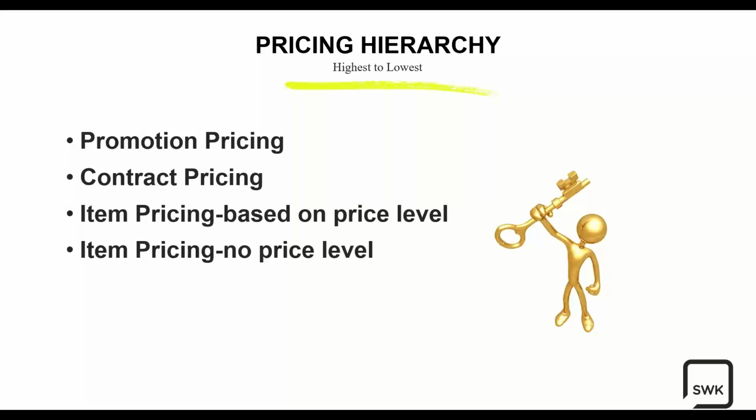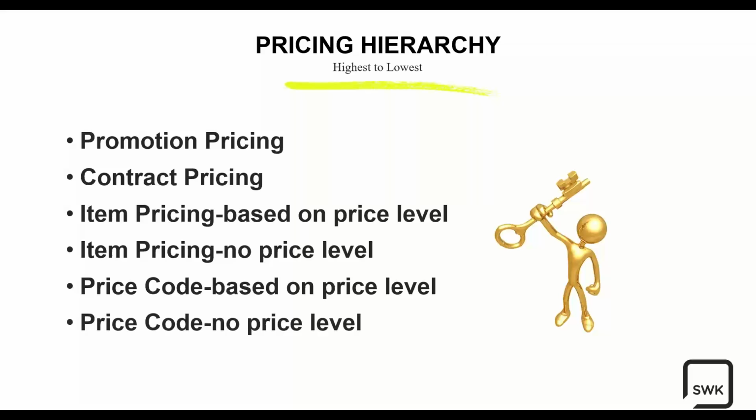Another option in Sage 100 for pricing is to use price codes. And this is the next priority in the pricing hierarchy. A price code is set up in inventory setup, price code maintenance. A price level can be assigned here in conjunction with the price code. So a price code with a price level would be the next priority, and then the price code with no price level would follow. Finally, if there is none of the pricing mentioned above, the standard price from item maintenance will be used. So that's the last look, is that standard price field in item maintenance.